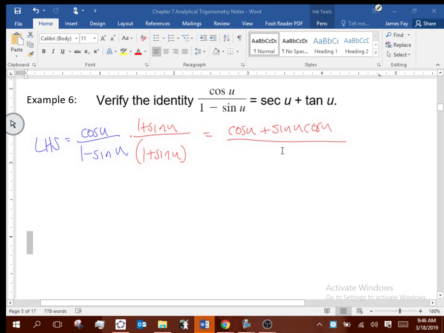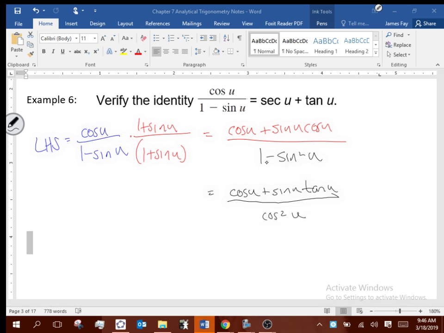That thing a little bit closer. And on the bottom, I get 1 minus sine squared u, right? Okay, 1 minus sine squared u. Well, what's 1 minus sine squared u? Cosine squared. Okay, cosine u plus then sine u tangent u. And on the bottom, we have cosine squared u. Is everybody okay with 1 minus sine squared being cosine squared? All right, so it's something to commit to memory.